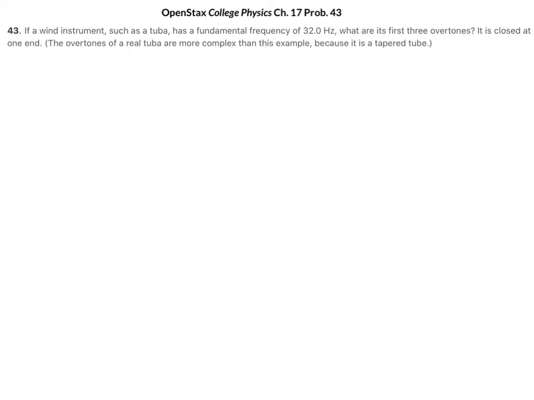Let's look at OpenStax College Physics, Chapter 17, Problem 43. If a wind instrument, such as a tuba, has a fundamental frequency of 32 Hz, what are its first three overtones? It is closed at one end. The overtones of a real tuba are more complex than this example because it is a tapered tube.